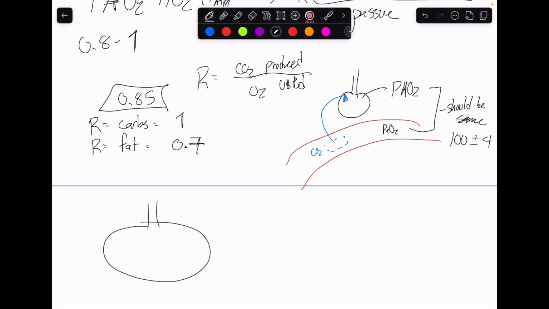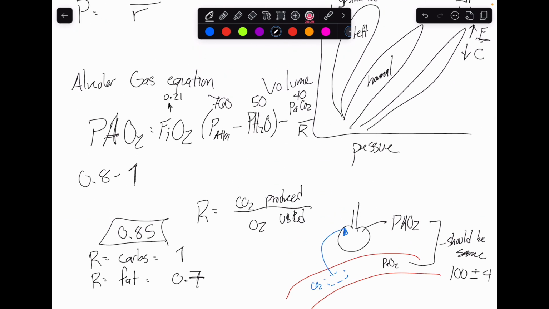Also, this equation up here, our alveolar gas equation, is used to calculate a gradient. It's also able to identify part of the causes of hypoxia. And later, it can also help us figure out a VQ mismatch, which I'll talk about later, like a diffusion defect or a shunt.